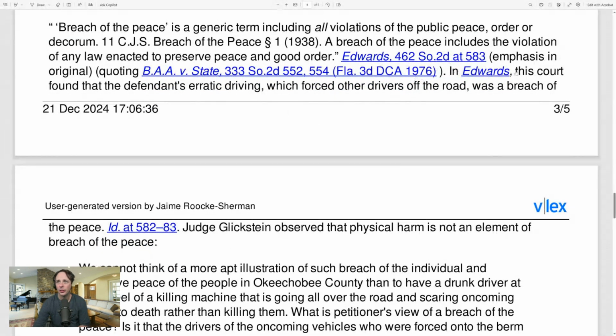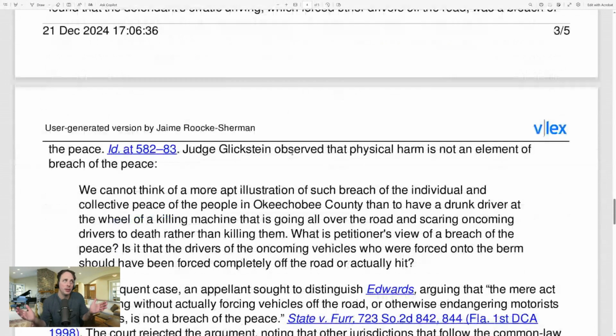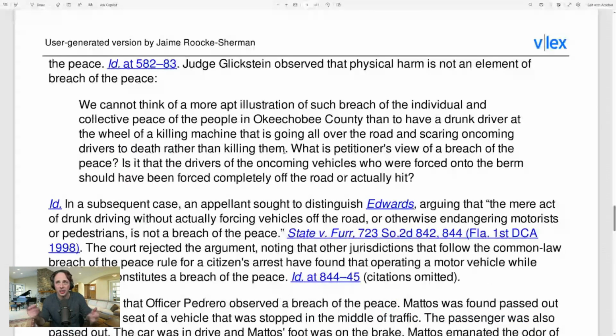But in Edwards, this court found the defendant's erratic driving, which forced the drivers off the road, was a breach of the peace. So in other words, a breach of the peace counted in another case that someone's driving erratically on the road. They're scaring people. Okay, that's an interesting thing that might rise to that.